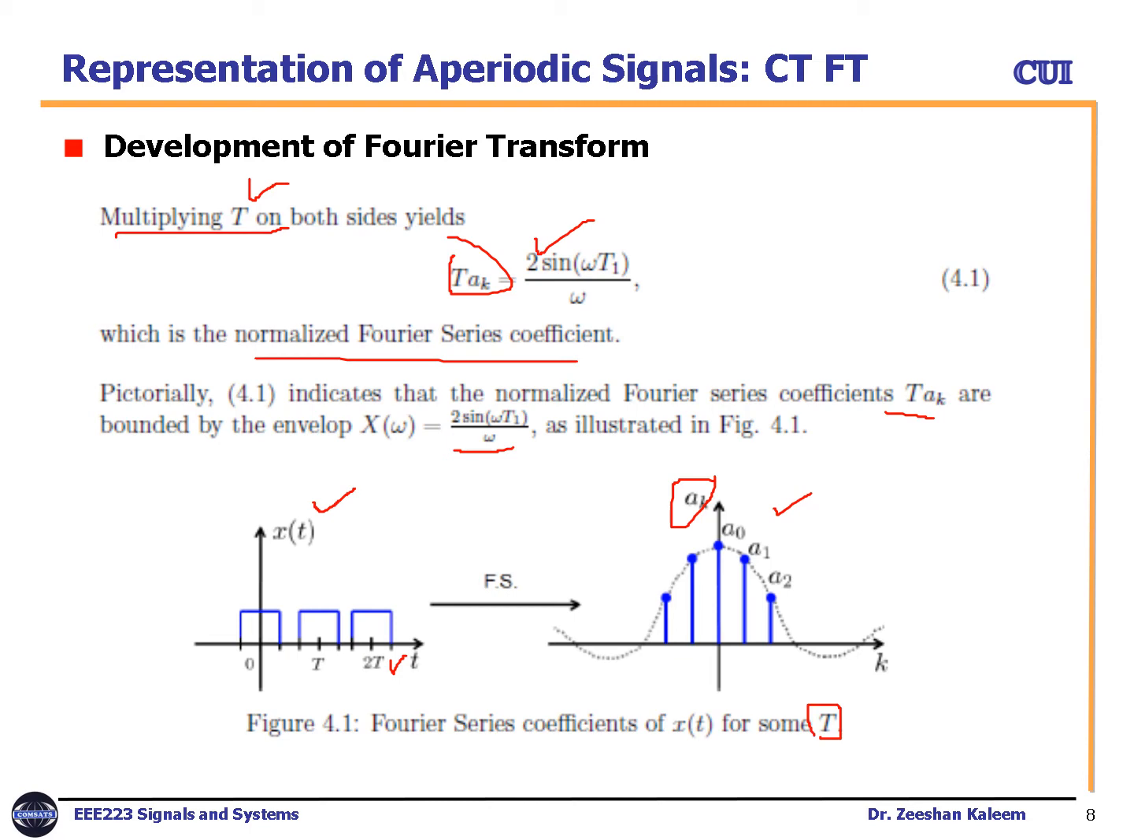So you can see that this X(omega) is the envelope. This dotted line is the envelope, right? So this X(omega) is the envelope of the signal.